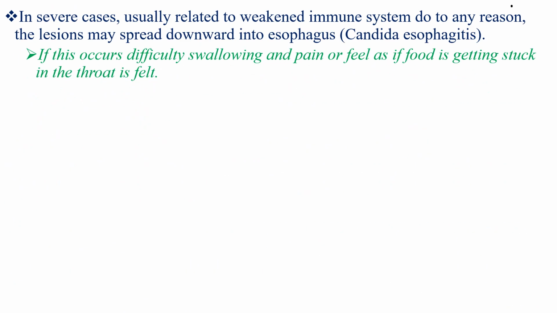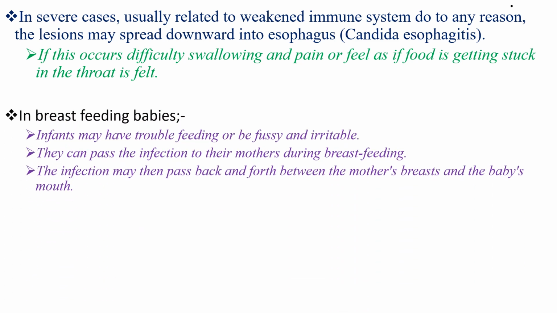In severe cases, usually related to a weakened immune system, due to any reason, the lesion may spread downward into the esophagus, causing esophageal candidiasis. In this case, difficulty swallowing and pain or a feeling as if food is getting stuck in the throat is felt. In breastfeeding babies, infants may have trouble feeding or be fussy and irritable. They can pass the infection to their mother's breast during breastfeeding. The infection may then pass back and forth between the mother's breast and the baby's mouth.